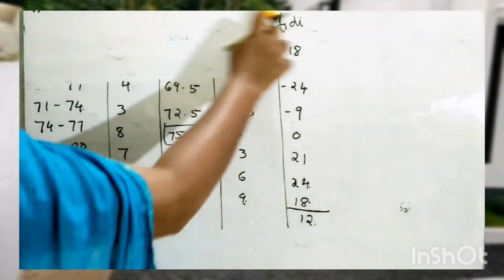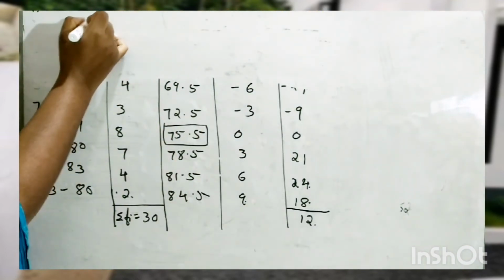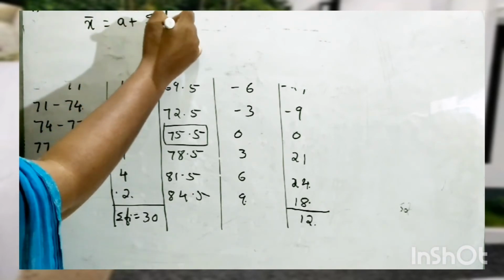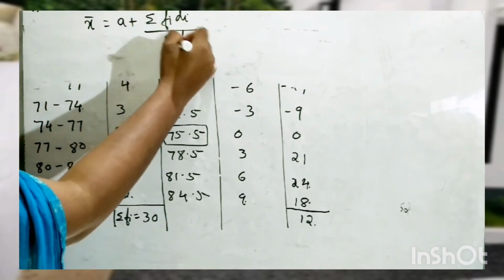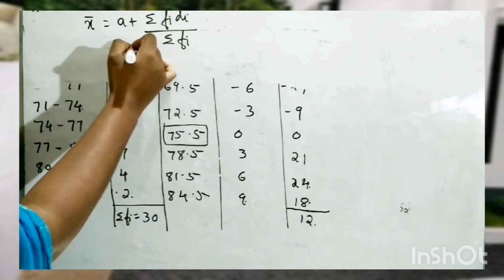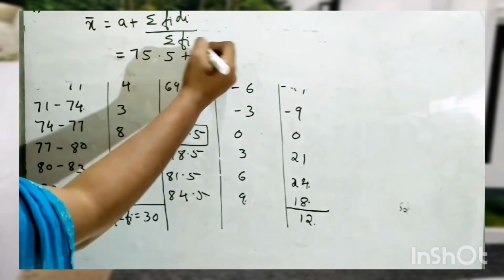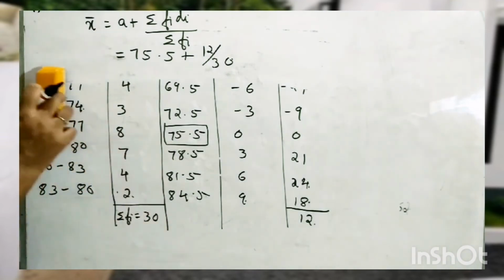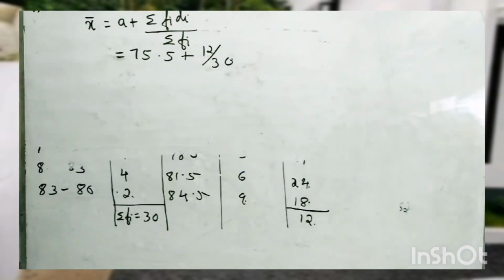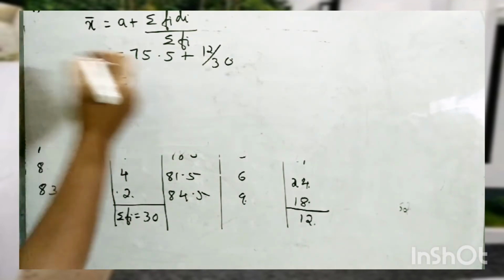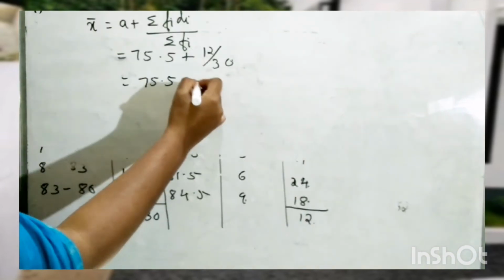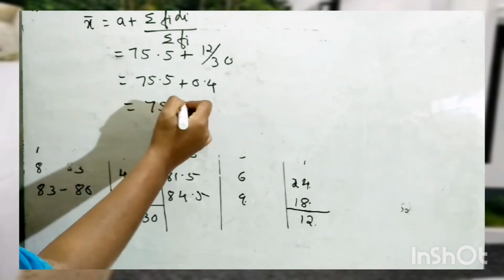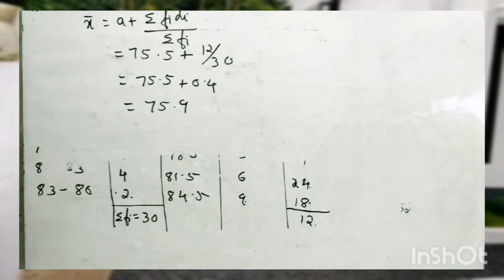Now x bar is equal to a plus summation fi di divided by summation fi. And this is equal to, here the value of a is 75.5 plus 12 divided by 30. That is 75.5 plus 0.4, which is equal to 75.9. Hence the mean heartbeats per minute is 75.9.